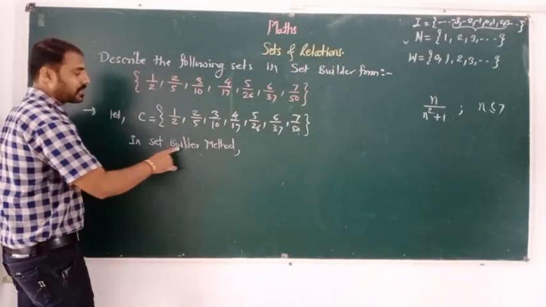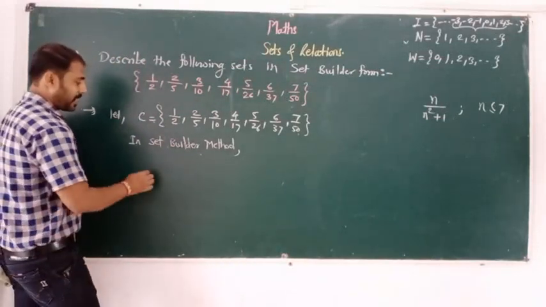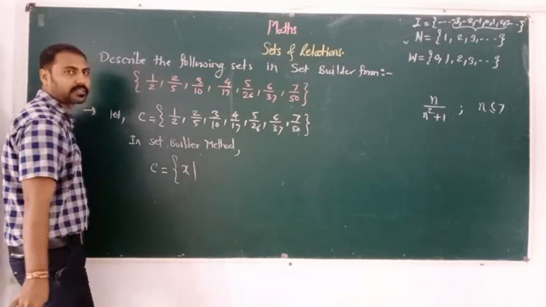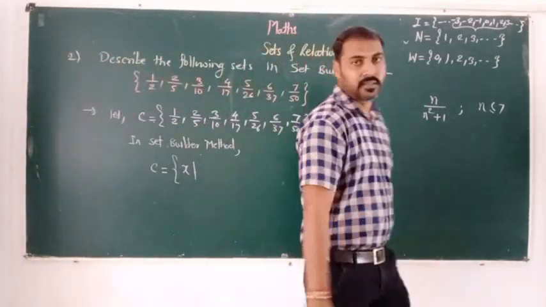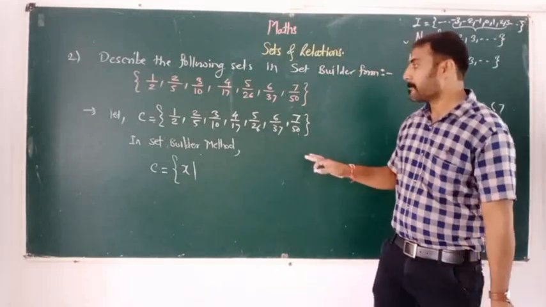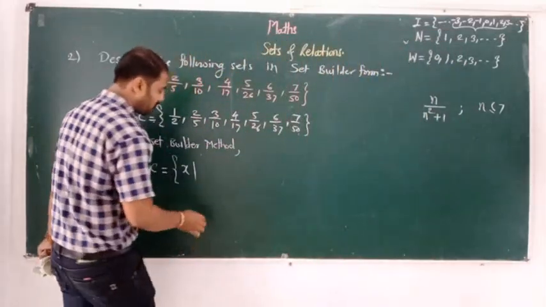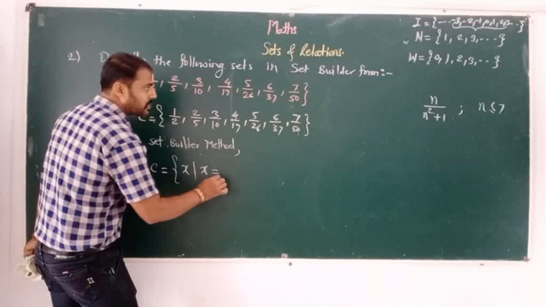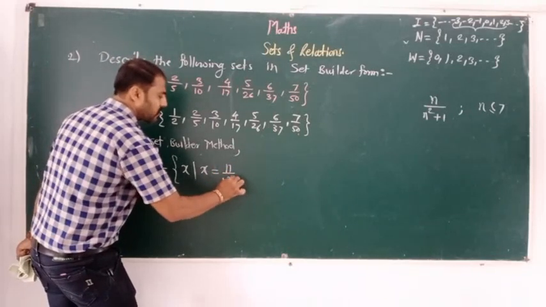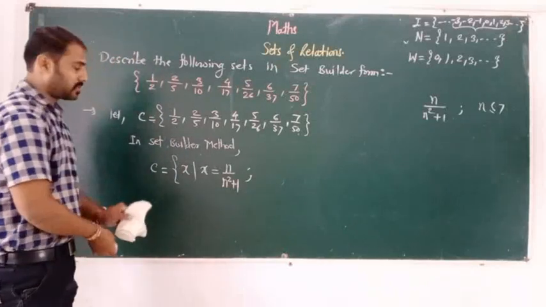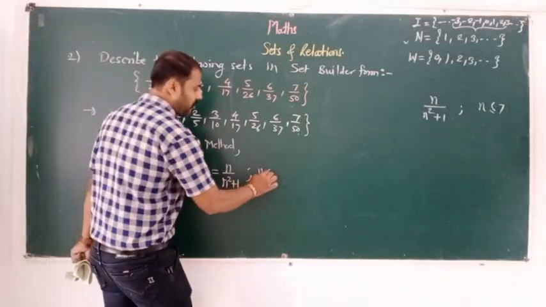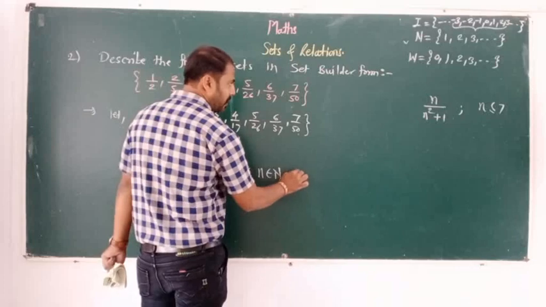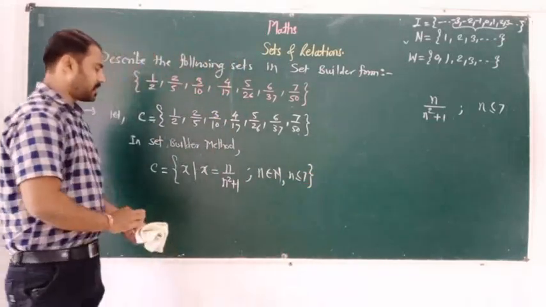So the set can be written in set builder form as C is equal to the set of all x such that x belongs to natural numbers, or the property is x is equal to n divided by n square plus 1, where n belongs to natural numbers and n is less than or equal to 7.